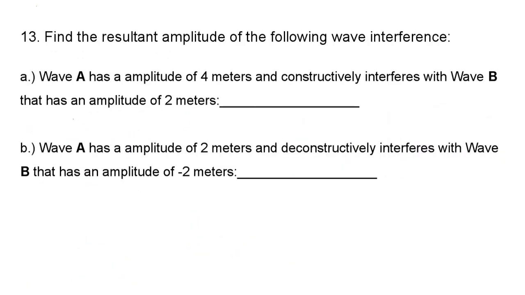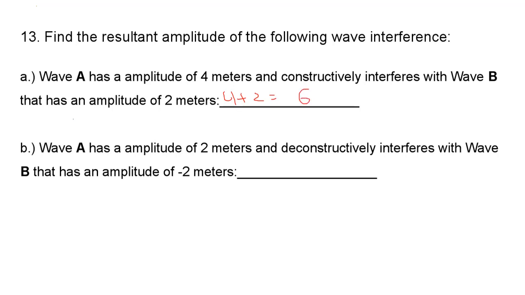Alright, so 13, find the resultant amplitude of the following. So we have a wave A that has an amplitude of 4 meters and constructively interferes with a wave that has an amplitude of 2 meters. Well, constructive means they add up, so amplitude of 4 meters, amplitude of 2 meters. This is simply 4 plus 2 equals, oh, not negative 2, wow, 6. I was reading the problem down there.